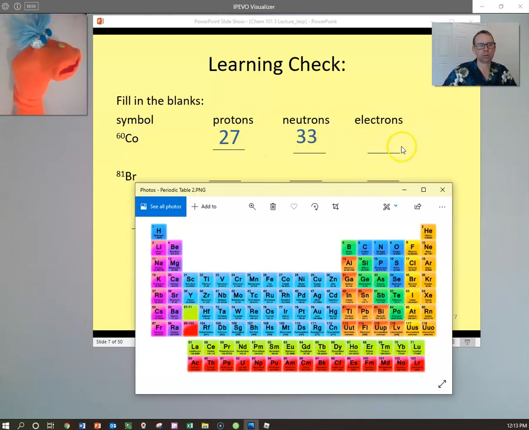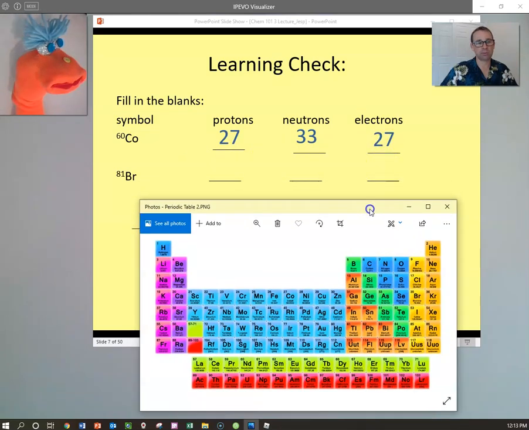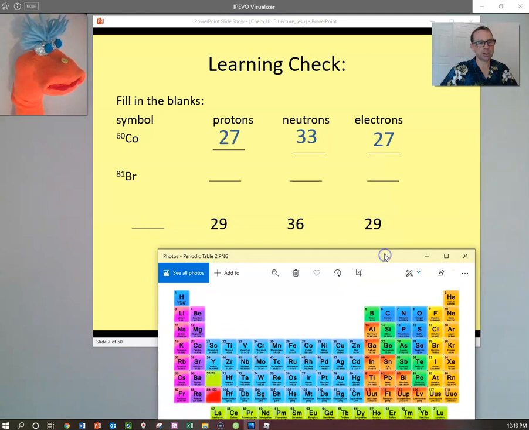You didn't tell us about electrons. Yeah, you're right. But I did tell us last class, remember when we said that unless there is a charge on the species, on the atom, whatever it is, and the charge would show up here. There is no charge here. So that means the number of protons is the same as the number of electrons. Oh, yeah, I remember that. So 27. Yeah, that's right, 27 electrons. Very good.